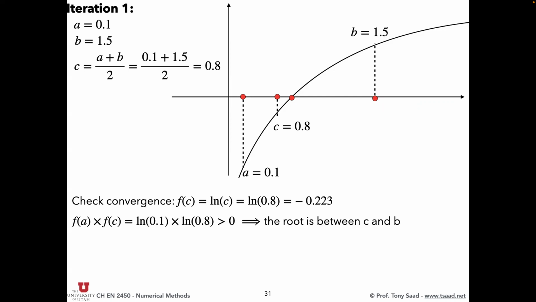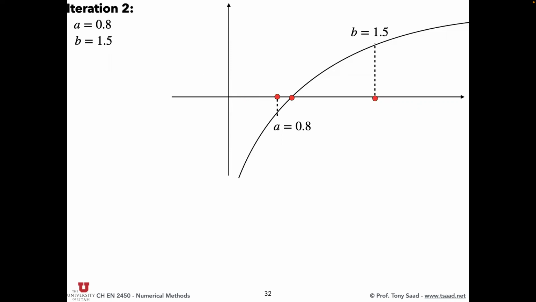Now, visually inspecting this, you know that your new bracket is going to be 0.8 and 1.5. But in Python, you don't see that. You have to let the code figure this out by itself. So we take f of a times f of c, which is log 0.1 times log 0.8, and that's positive. That tells us that c and a are on the same side, and therefore our new bracket should be c and b. We call c the new a, and b still is 1.5.